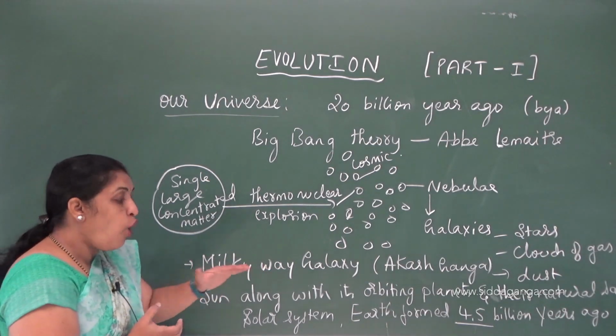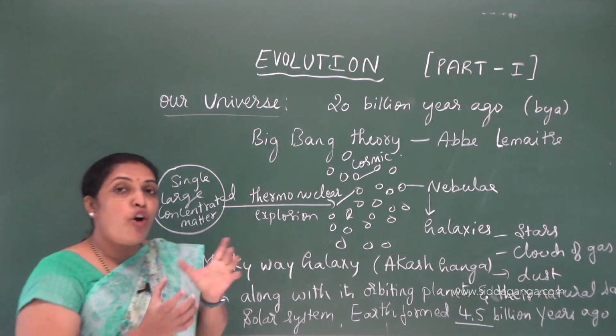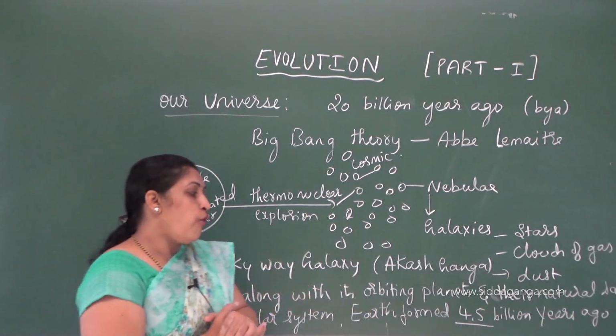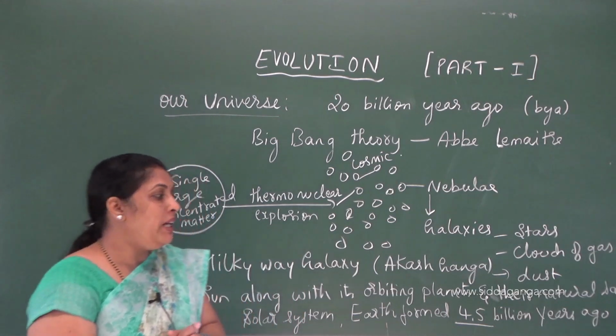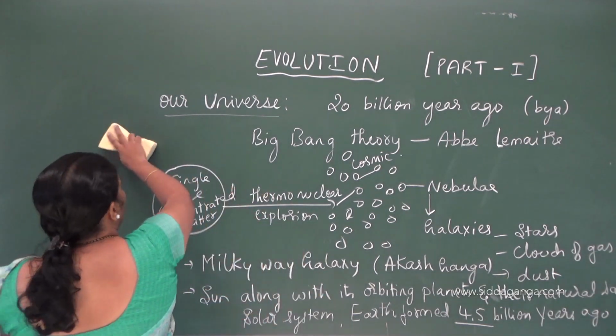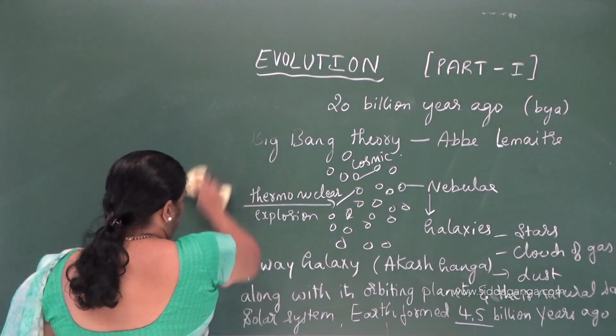The Sun is one of the millions of stars present in the Milky Way galaxy. The Sun, along with its orbiting planets and their natural satellites, forms a solar system. In that, Earth was one. Earth formed nearly around 4.5 billion years ago. Understood? Then we'll move to conditions of primitive Earth.